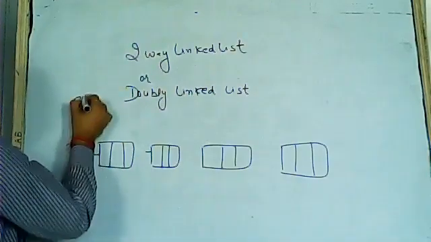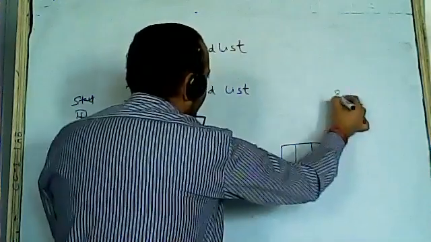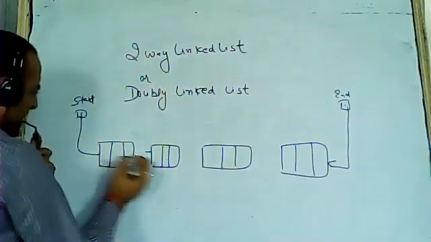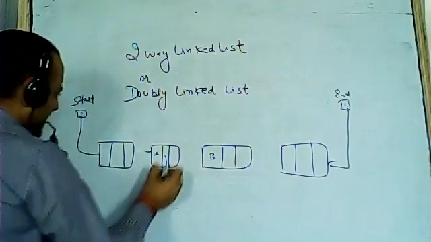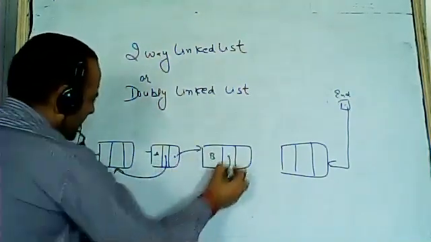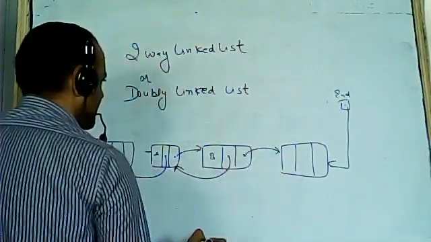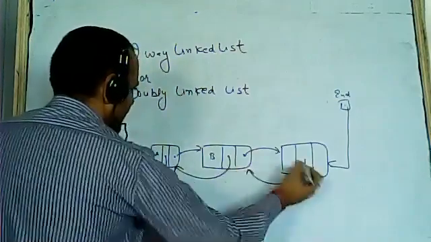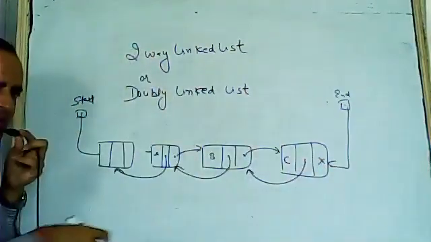Now, this is my start. This is my end. So we may have some data, A, B, any data. Address of the previous node, address of the next node, address of the previous node, address of the next node. Okay? The address of the next node will be null because आगे तो कोई node ही नहीं है.